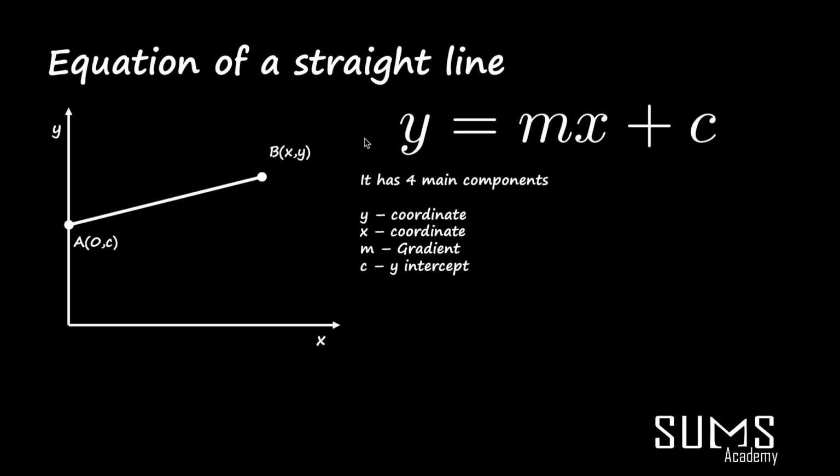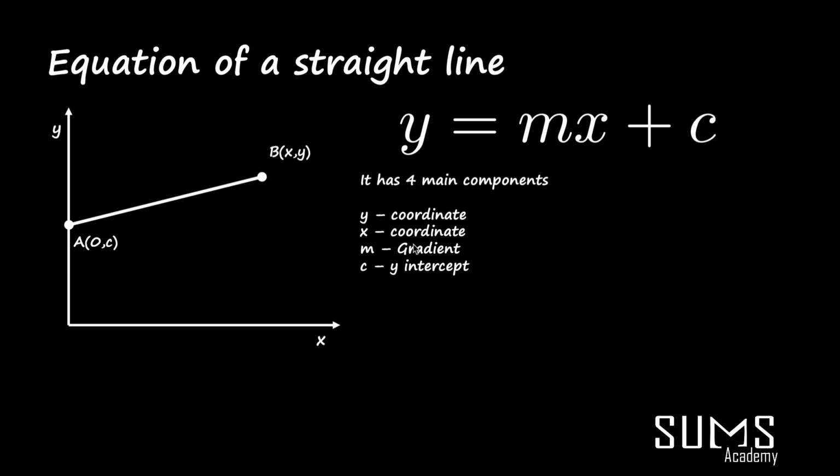So in this lesson, we're going to be looking at the equation of the straight line. What basically the equation of the straight line does is it describes the relationship between x and y coordinates at any point on the line. So if you know the value for x at one point, you'll be able to know the value for y and vice versa.